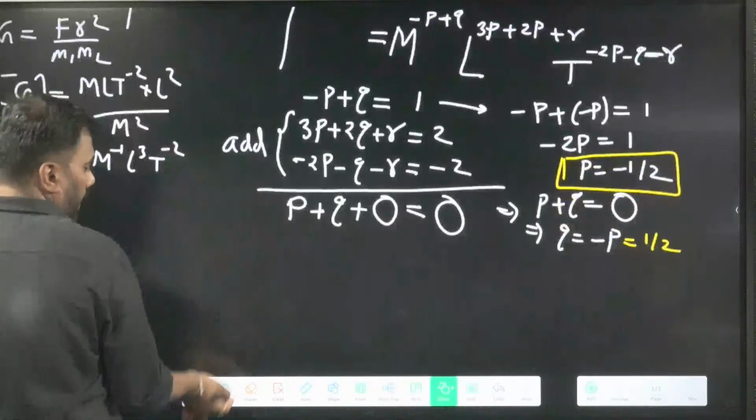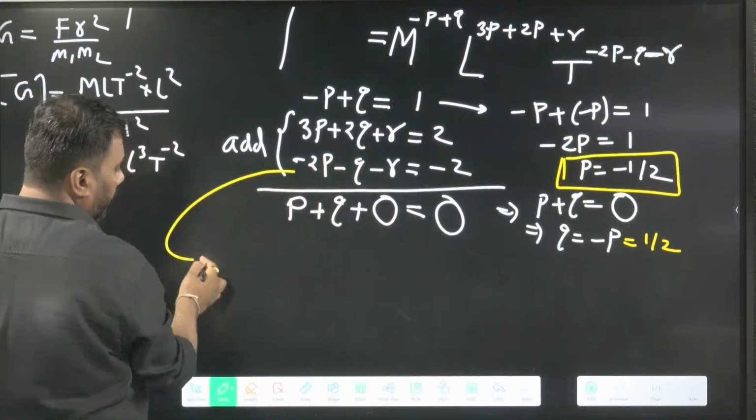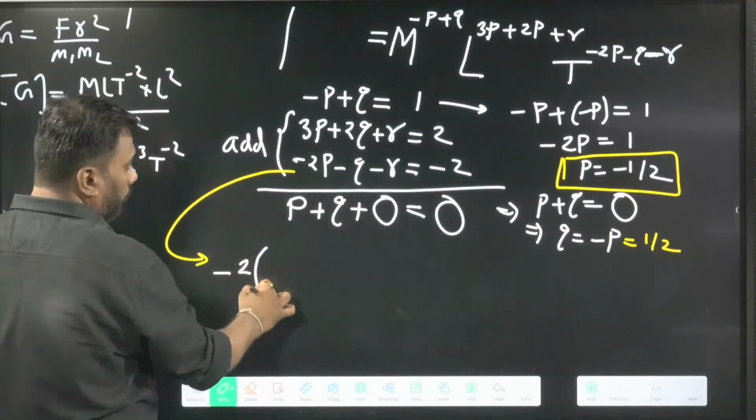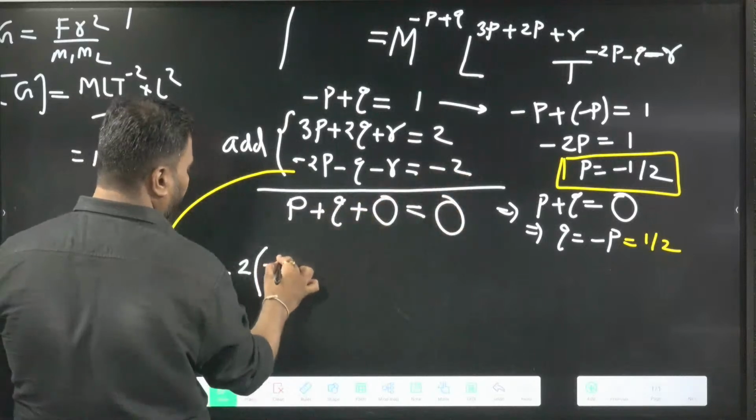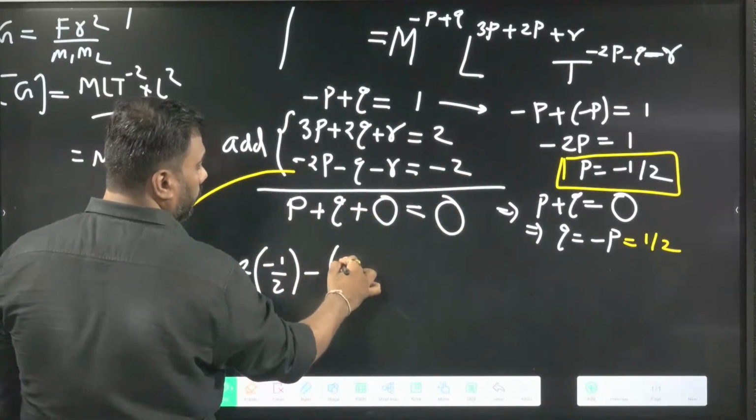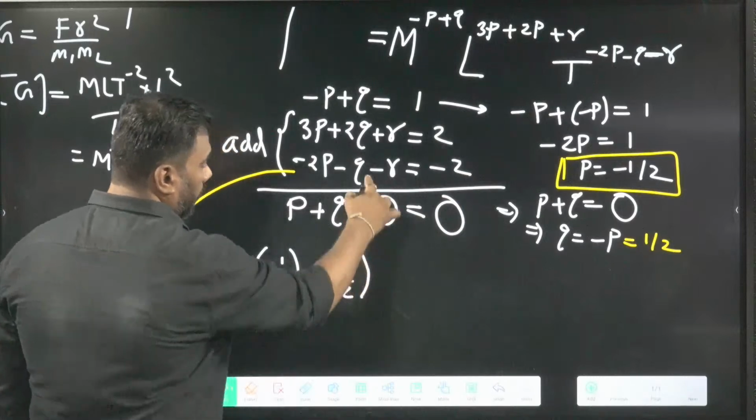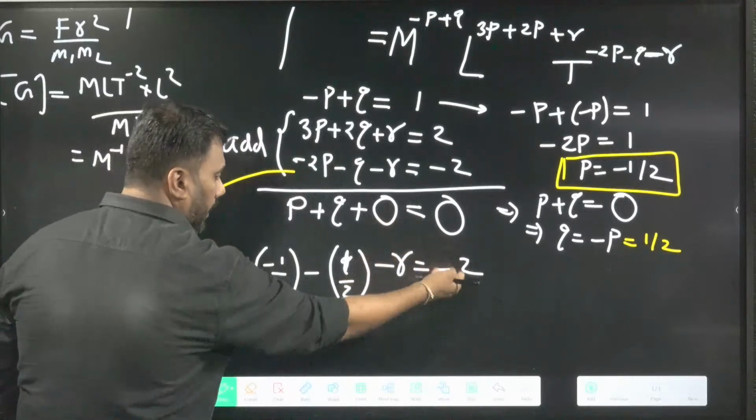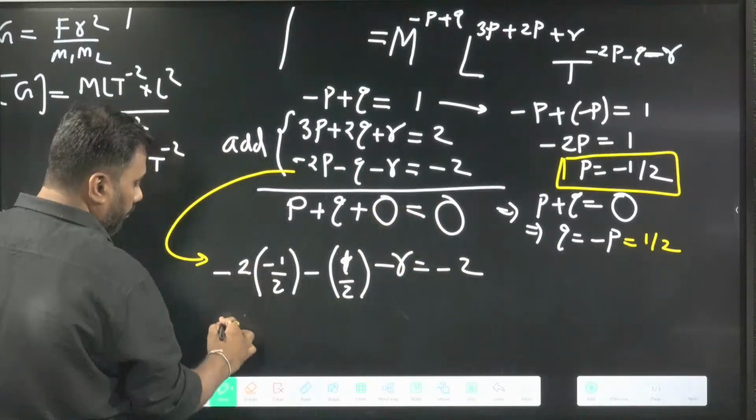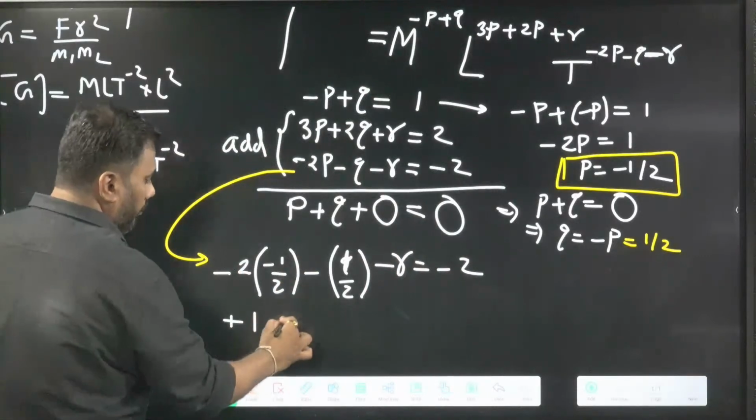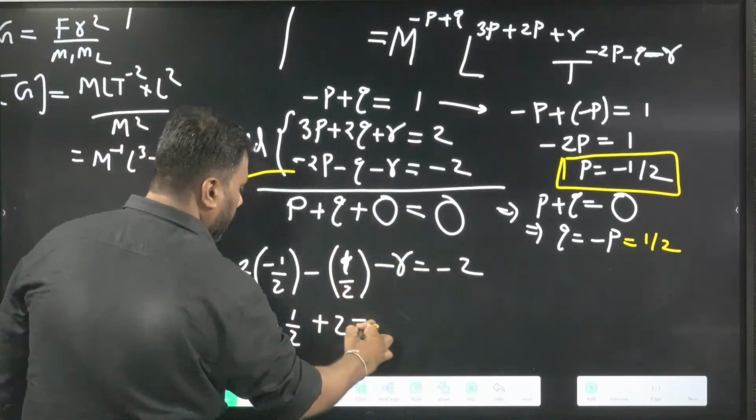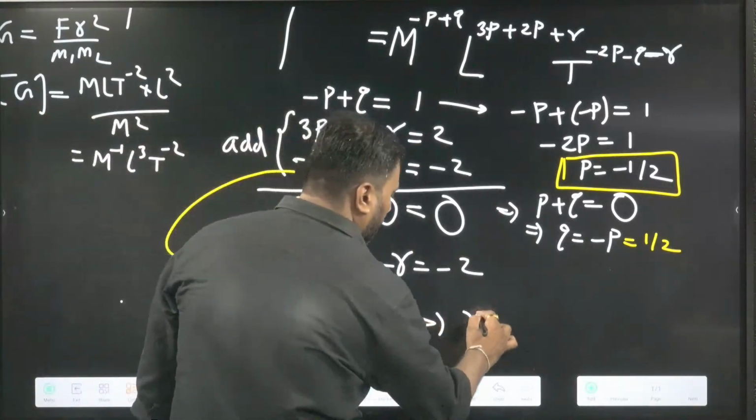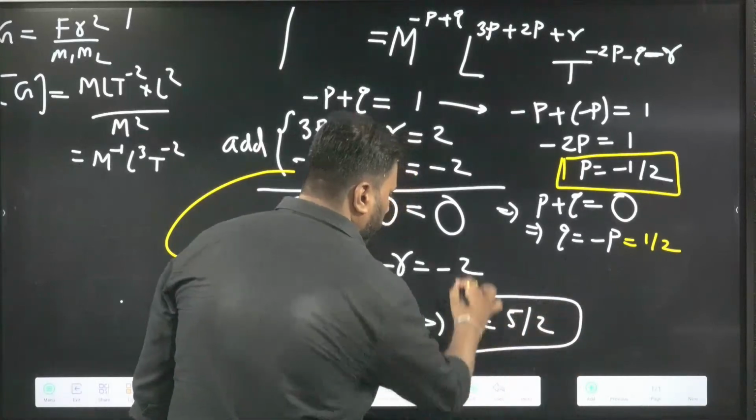half. And now put the values of p and q, which we have obtained, in this equation: minus 2 into p, what is p? Minus half. Minus q, what is q? Plus half. Minus r should be minus 2. Solve this. Take r there, 2 here. So minus minus becomes plus, 2 to 1, minus 1 by 2. Take that 2 on this side, r on that side. What is this? 2 plus 1, 3. 3 minus half, 5 by 2. This implies that r is 5 by 2.